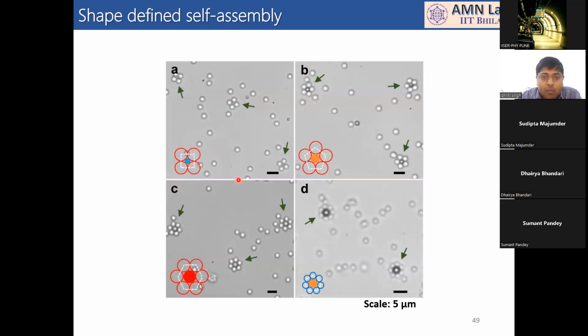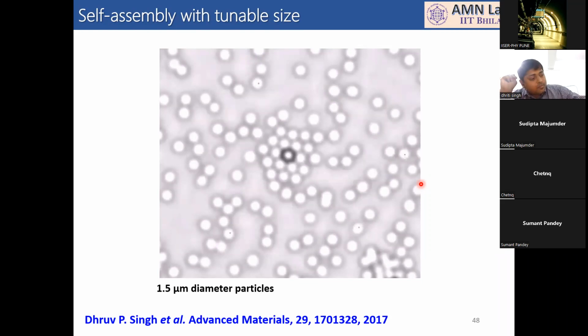Any questions? So for this type of assembly, are there any size limitations of the active and passive particles, like a specific size of active particle that can only attract the surrounding particles, or should there be a specific size of surrounding particles to get attracted by the active particle?